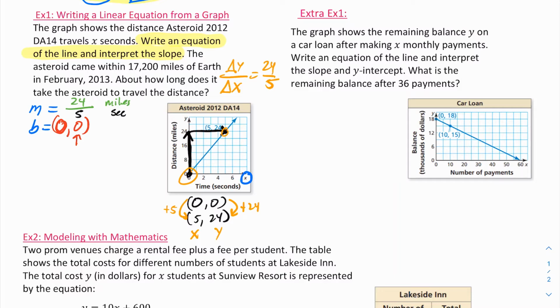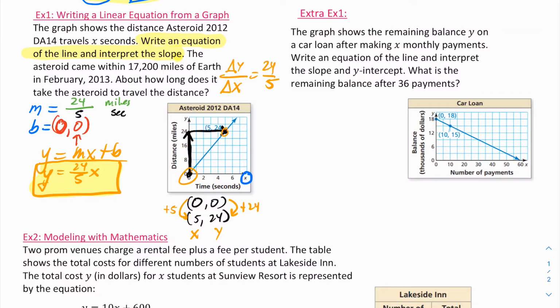So once you have that, your equation will be y equals mx plus b. So y is equal to 24/5 x plus b, and b is 0, so that is the equation. So that's this part.